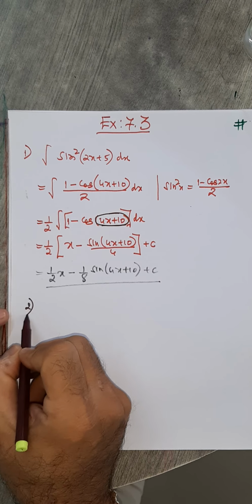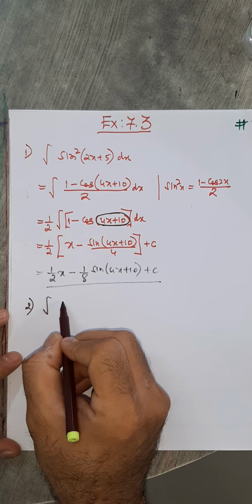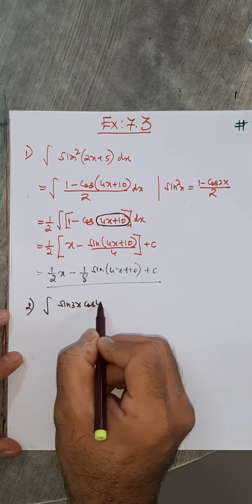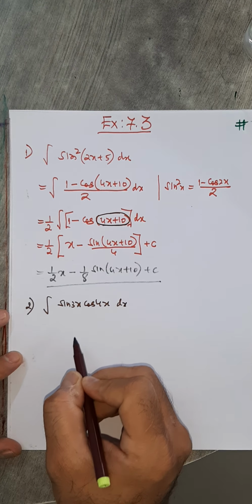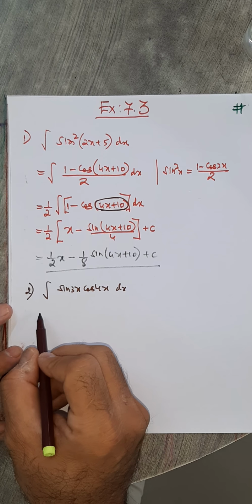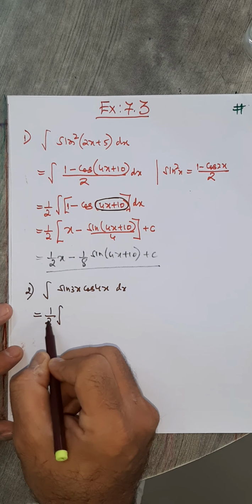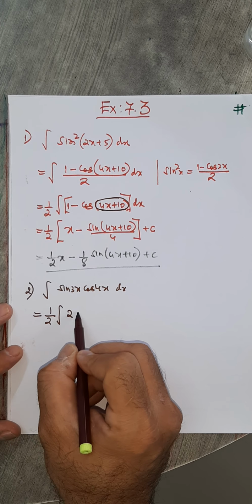Next question. Question number 2: integral of sine 3x into cosine 4x. Product of two trigonometric functions, use the vector formula. So you need 2 here, so multiplying and dividing by 2.